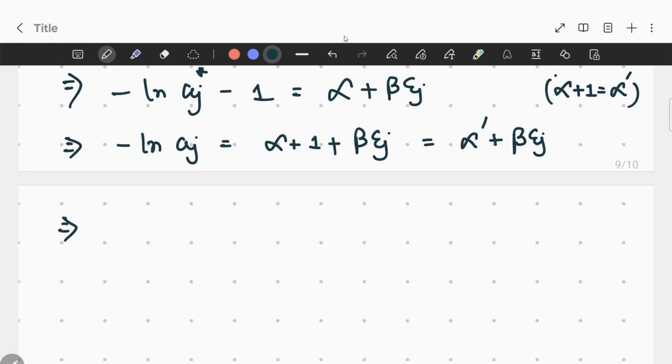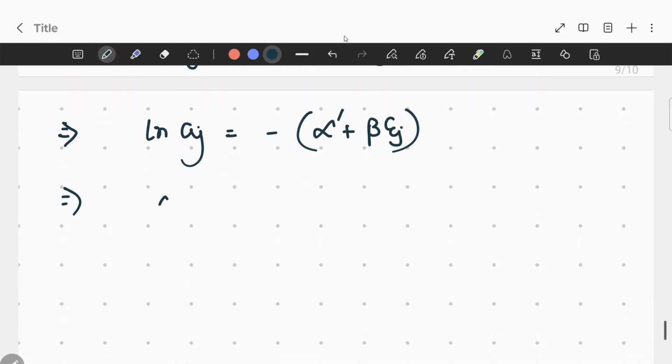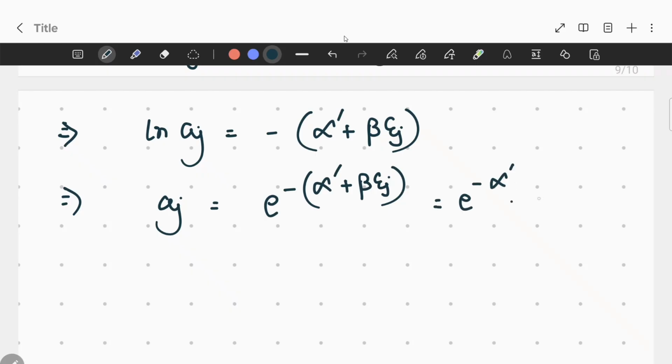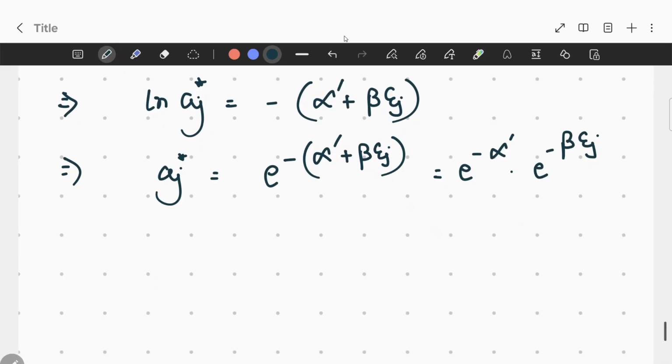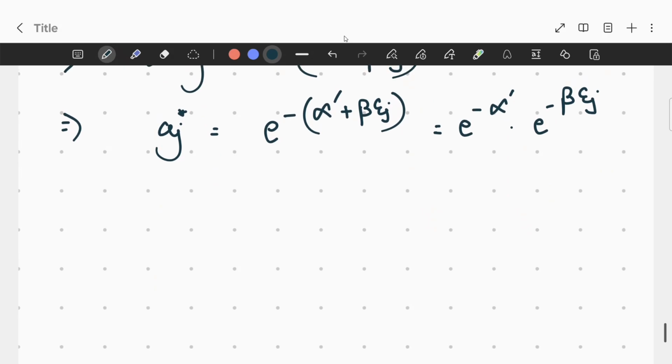That means aj will be 2 to the power minus alpha dash plus beta ej. So you can write it as this. This is all our aj star. Yes, so this is our most probable distribution. We have found it out. But can we simplify it more? Can we have another expression? Let's see.